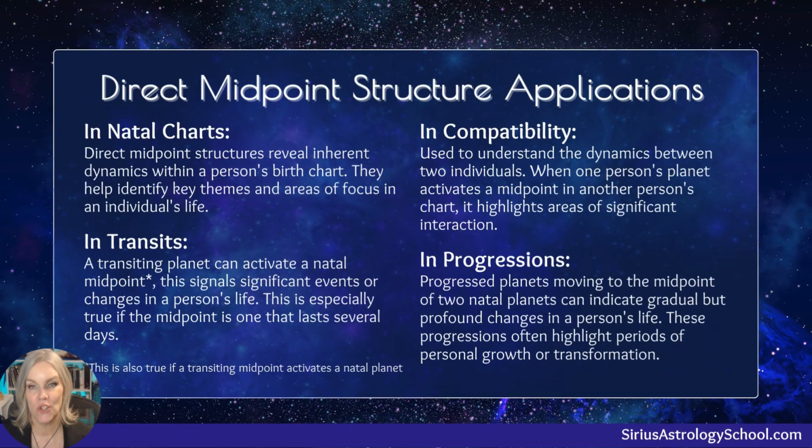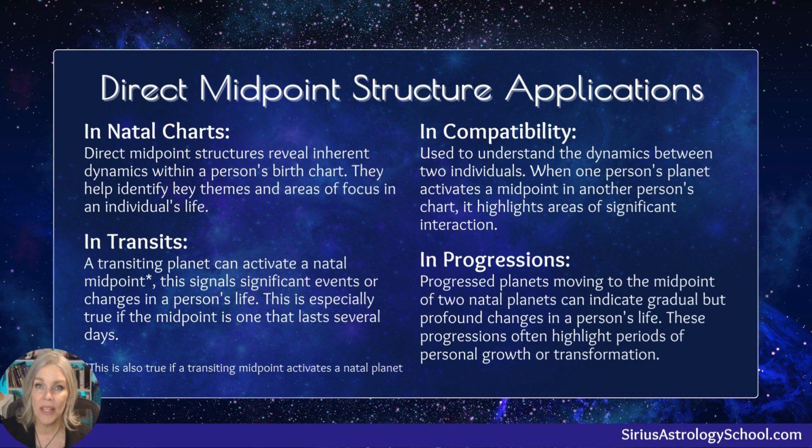So direct midpoint structure applications. In natal charts, we just talked a lot about this. We use direct midpoint structures, and they reveal inherent and dynamic parts to a person and how they behave, their behavior patterns. They help identify key themes and focuses in a person's life. In transit, we can take someone's midpoint between two planets, and we can look at a transiting planet that hits that midpoint, and we can see a resonance there. Likewise, we can do that if it's a transiting midpoint and a natal planet. We can look at it from both perspectives.